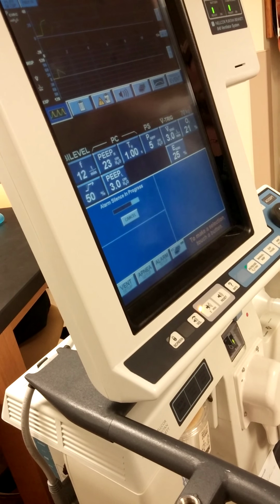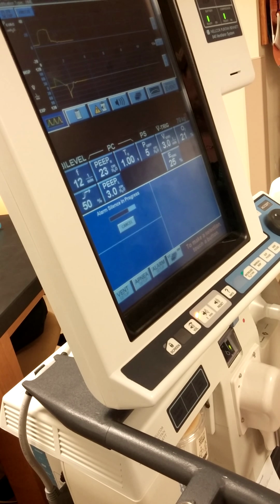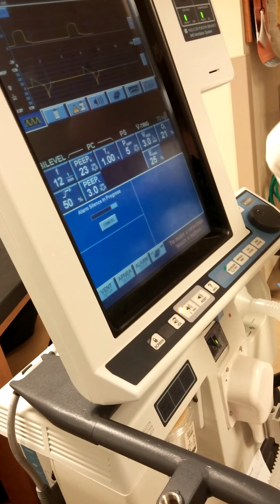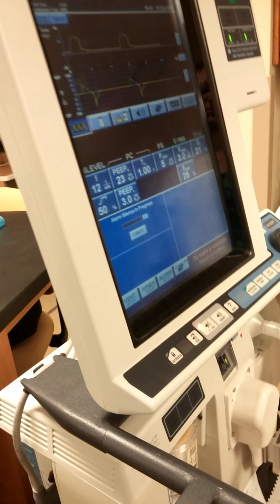So what is APRV? That's the next step. I'm not ready to move on to APRV yet. What else would you like to know about bilevel?